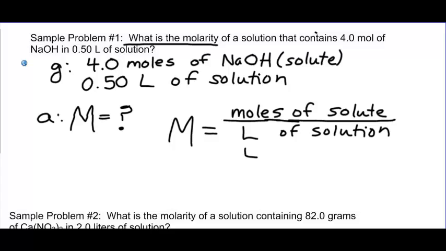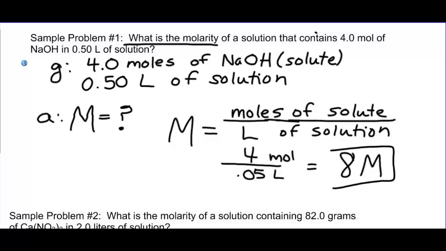We have 4 moles in 0.05 liters. So we take 4 and divide it by 0.05 and you should get 8. And 8 is our molarity. We don't say "8 molarity" though. We say 8 capital M. So 8 molar is our answer. Again, we write it 8 capital M, but the way that we say it is 8 molar.